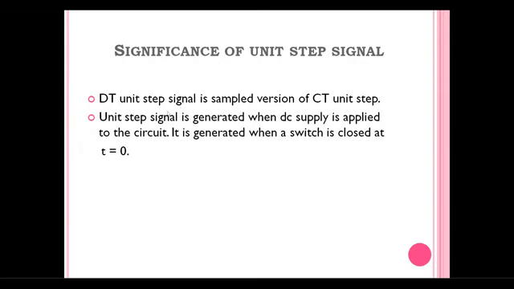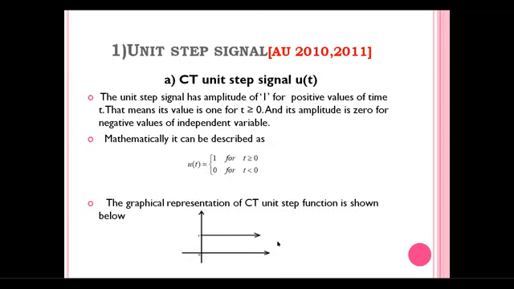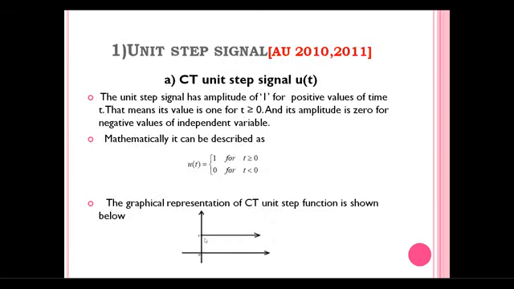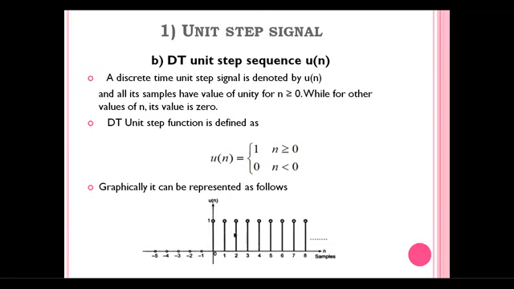So the discrete time unit step signal, you see, this is the continuous time unit step signal, and this one is a discrete time unit step signal. So how to derive this discrete unit step signal from the continuous unit step signal? The continuous signal is having the constant amplitude 1 at all instants of time, but this discrete signal is having the amplitude 1 but at discrete instants of time.